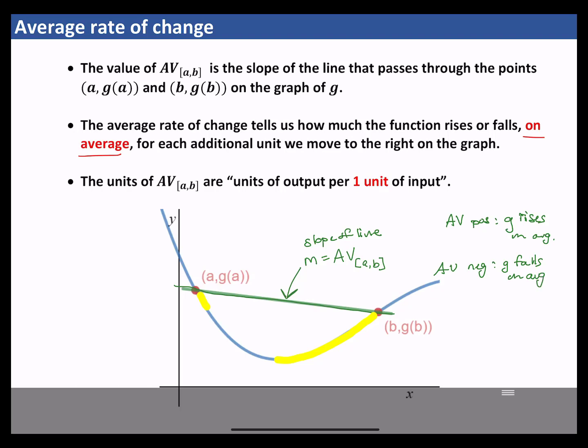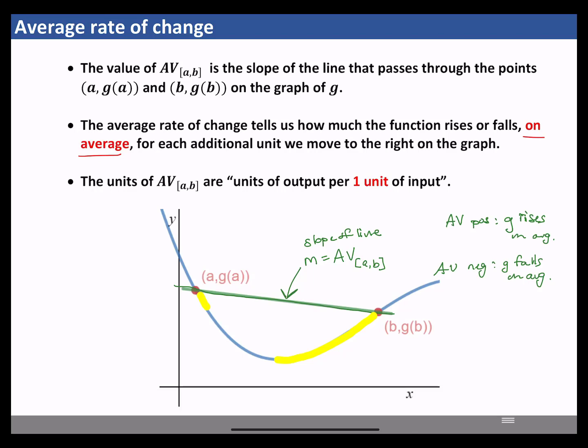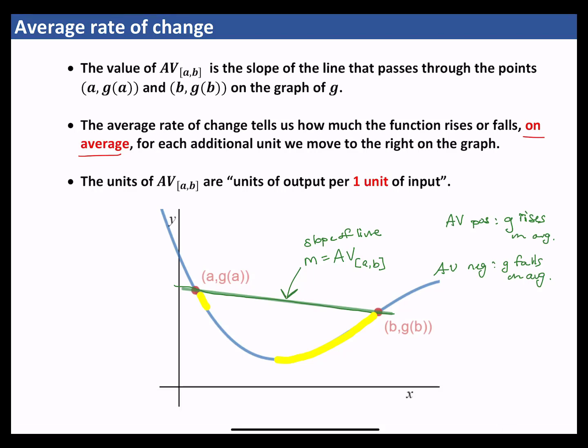And lastly, we noted that the units of the average rate of change on the interval from a to b are the units of the output per one unit of the input. In future videos, we'll practice computing the average rate of change in functions defined by tables and formulas, and we'll look again at what the average rate of change tells us about a function.